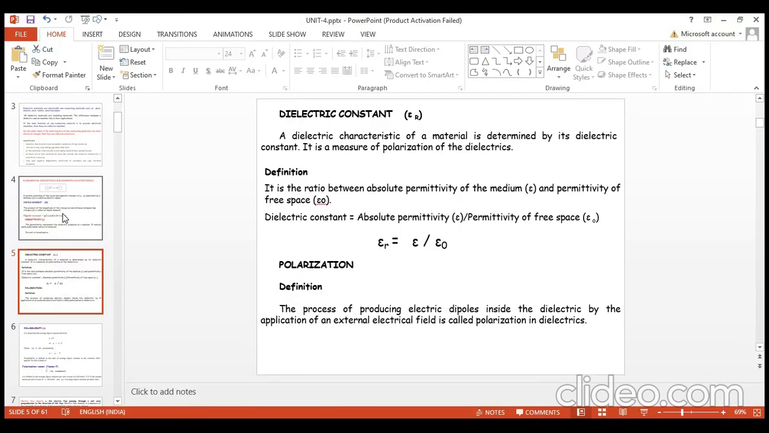It's similar to the permeability that we discussed in the last unit, magnetic materials. In the case of magnetic material, it is called permeability, whereas in dielectrics, it is permittivity. So the dielectric constant is the ratio of absolute permittivity and the permittivity of free space. Polarization. The process of producing electric dipoles inside the dielectric by the application of an external electric field is called polarization in dielectrics.